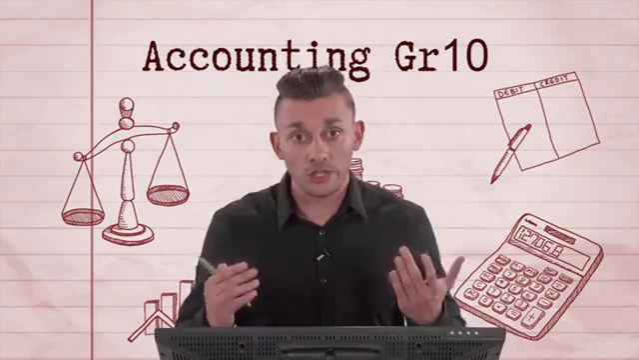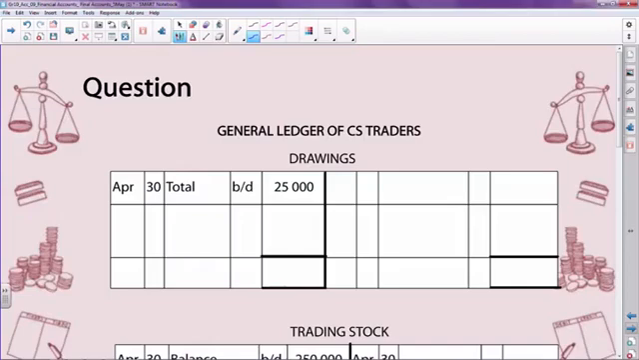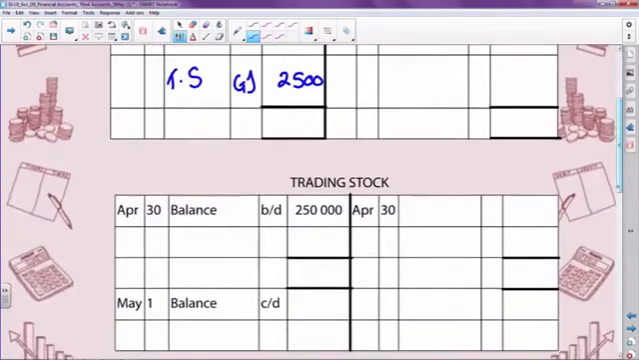Okay guys, so let's go and look at it. Hopefully your drawings went up, you had more drawings on the debit side, and your trading stock went down on the credit. So let's go and enter it in your ledger. So your drawings went up at the end of the year. What did your owner take? He took trading stock, and we will record it in your general journal, and he took 2,500 rand worth of trading stock.